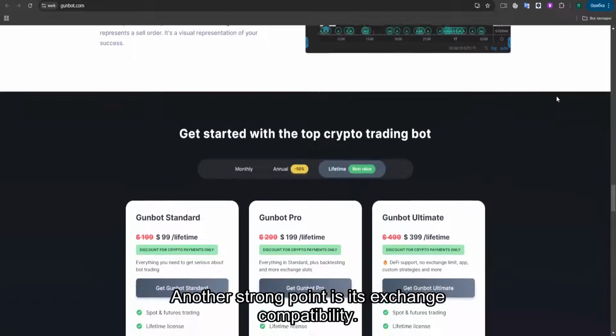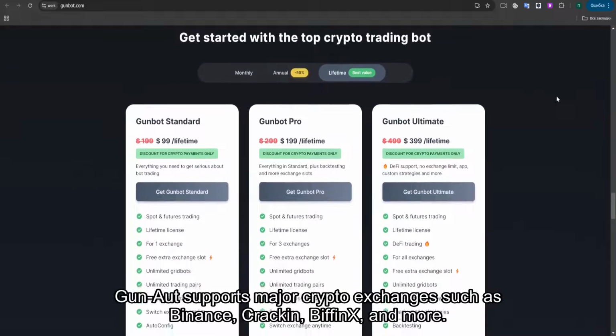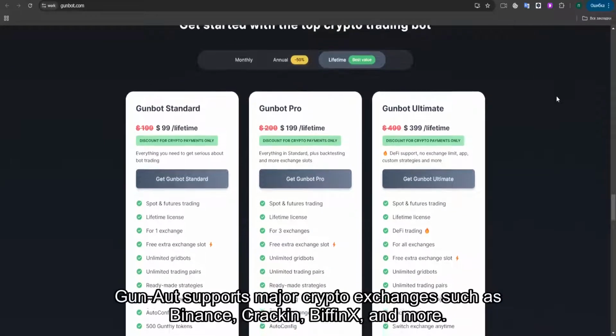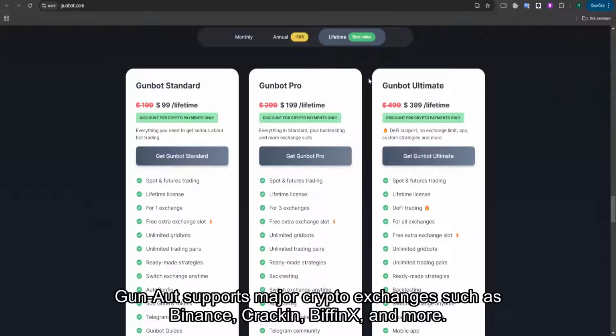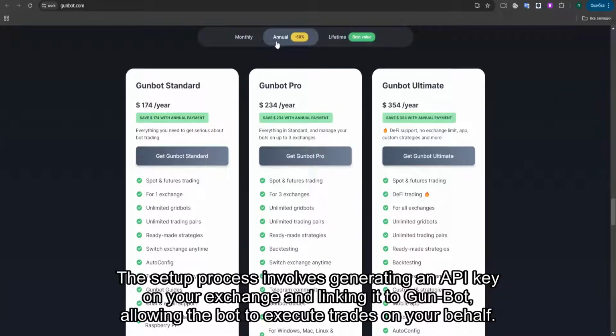Another strong point is its exchange compatibility. Gunbot supports major crypto exchanges such as Binance, Kraken, Bitfinex, and more. The setup process involves generating an API key on your exchange and linking it to Gunbot, allowing the bot to execute trades on your behalf.